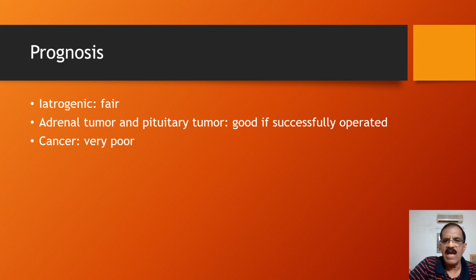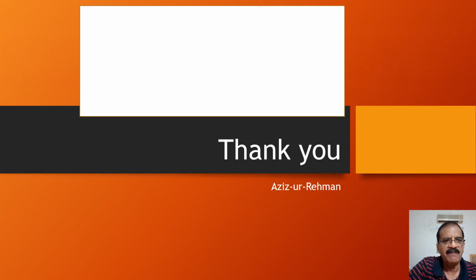Prognosis, if it is iatrogenic, the prognosis is fair. If it is adrenal tumor and pituitary tumor, if the tumors were benign and they were removed successfully, then the prognosis may be good. If it is cancer, then usually the prognosis is bad, because then even if you remove the tumor, it is a cancer. If it is metastasized, the prognosis will be bad.